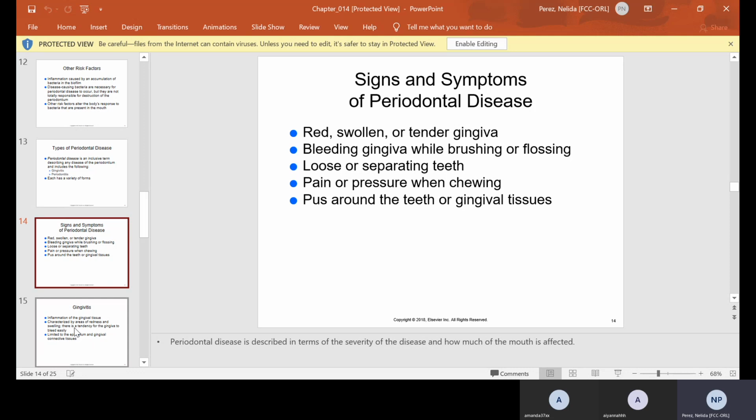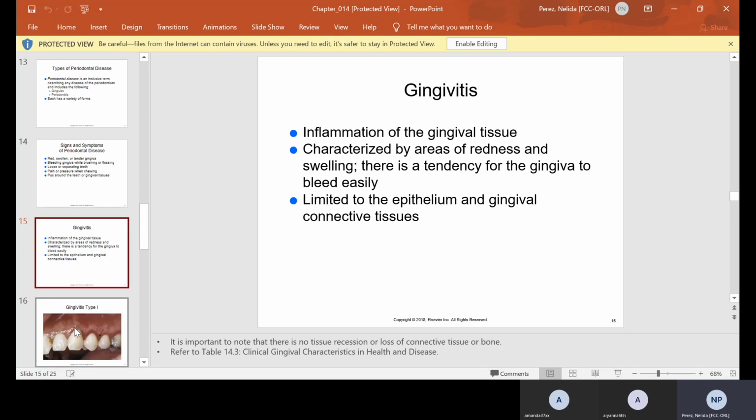Now, signs and symptoms of periodontal disease are red, swollen, or tender gingiva, bleeding gingiva while brushing or flossing, loose or separating teeth, pain or pressure when chewing, pus around the teeth or gingival tissues. I have seen patients come into the office where they're talking to you and the blood is just gushing out of their mouth. And I'm like, wow, they didn't see that, you know? And also, people who have periodontal disease have the worst breath ever. Why? Because it's an infection in their mouth. Infection doesn't smell good, okay? Pus doesn't smell good, okay? So they have the worst smelling breath.